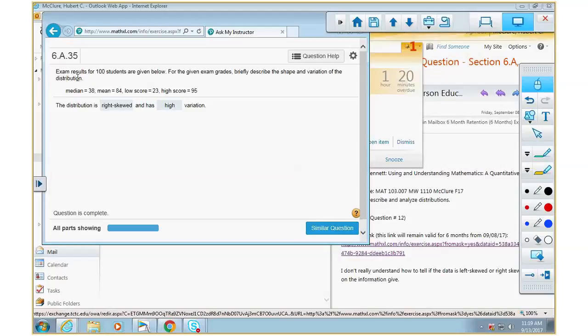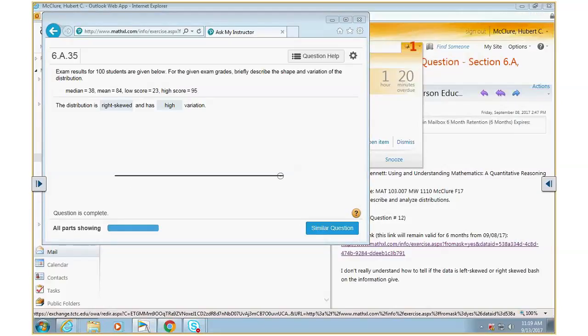Okay. Exam results for 100 students are given below. For the given exam, briefly describe the shape and variation of the distribution. Median is 38. So if I was to do this one, I'd first of all do this. Always draw a picture.